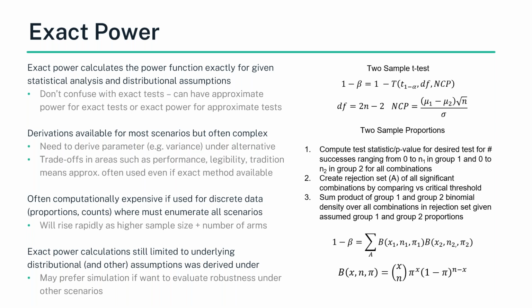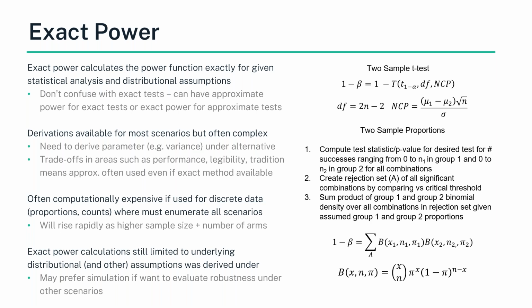So don't confuse these. You can have approximate power for exact tests. You can have the approximate power for, say, Fisher's exact test, but you can also have exact power for approximate tests. So you have an approximate test and you want the exact power, assuming you're going to use an approximate test, say the chi-square test, you can get the exact power that will have for the given scenario. So just don't conflate those two things.